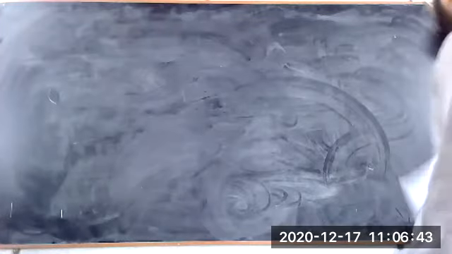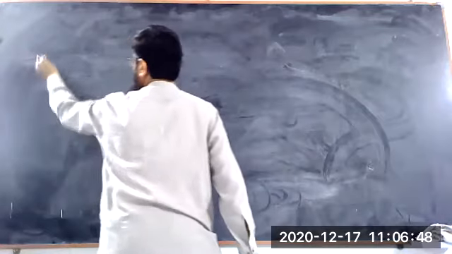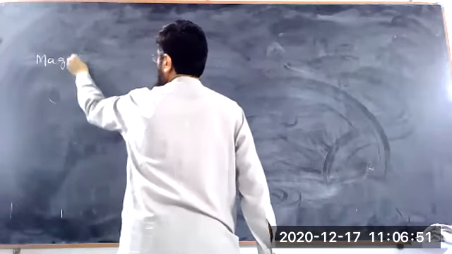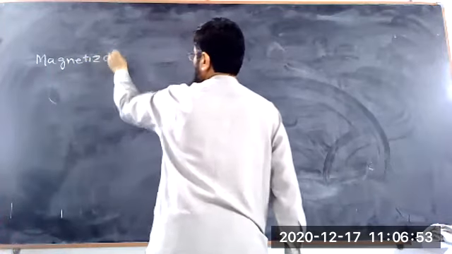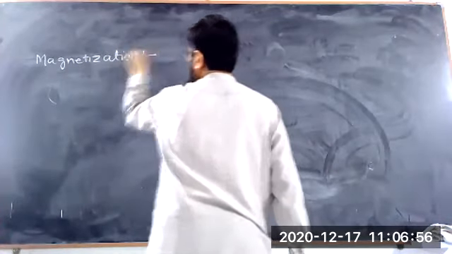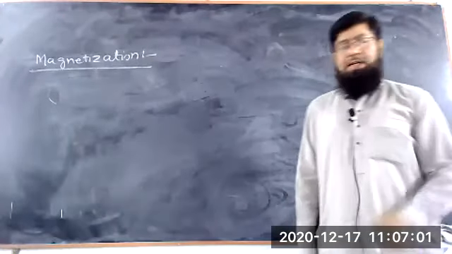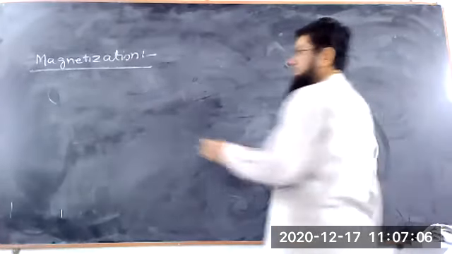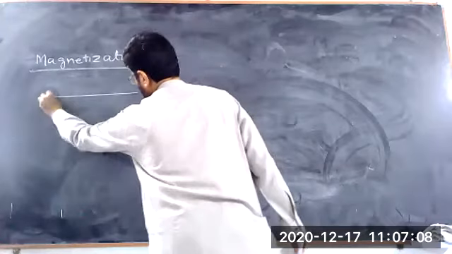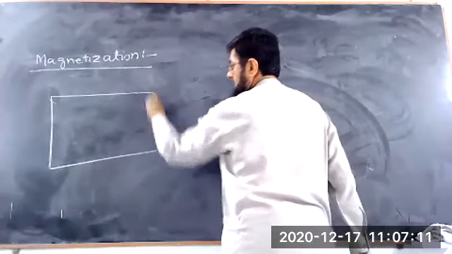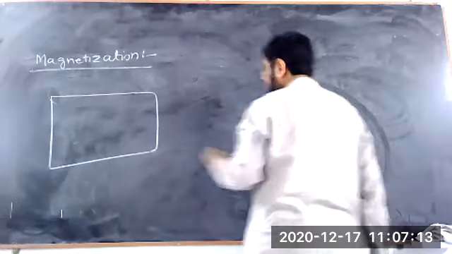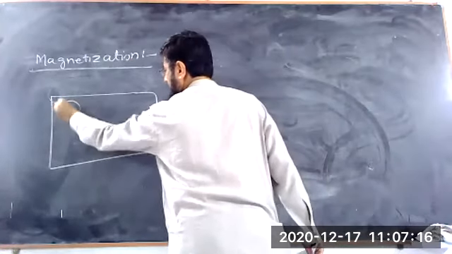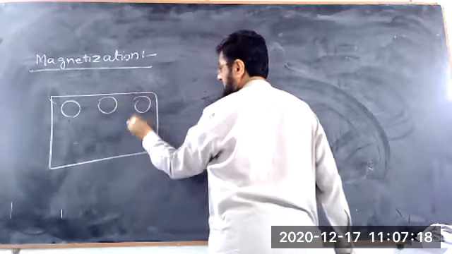So here we have to see what magnetization is. How do we define magnetization? You know that every material has a certain magnetic property. For example, let's say this is the material and it consists of atoms. These are the atoms, let's say.